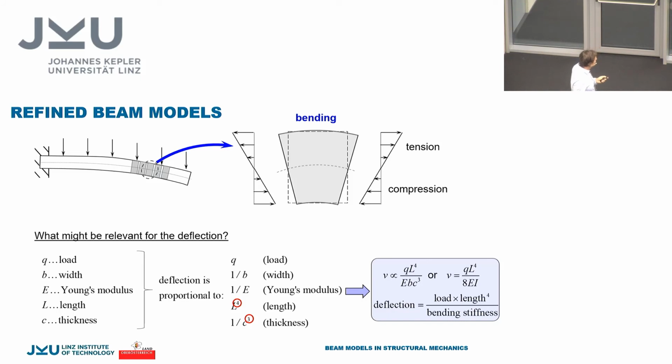And similar it is with the thickness of the structure, and this will be lowered. So finally, you find an expression that the deflection will be proportional to the load, to the length to the power of 4, and to the bending stiffness.